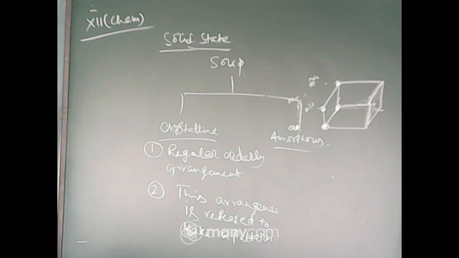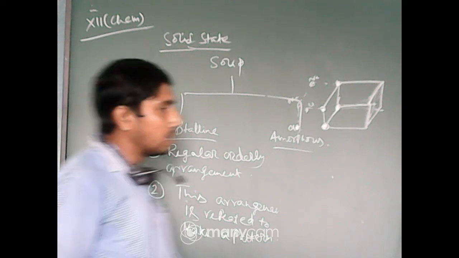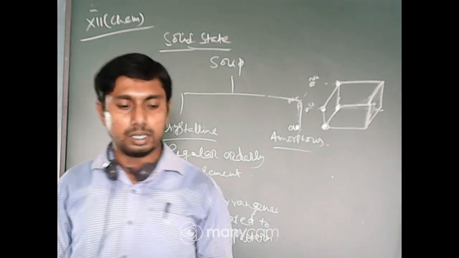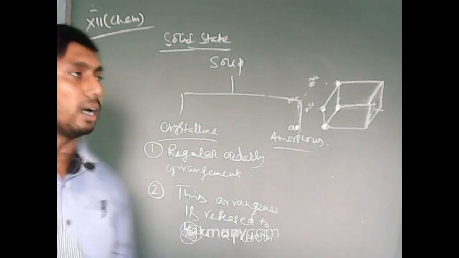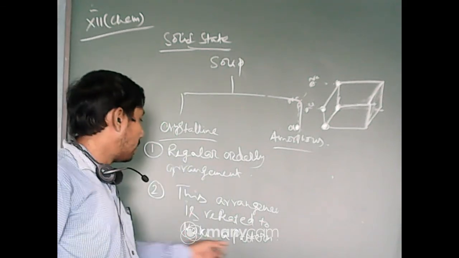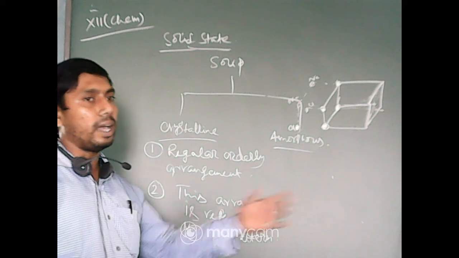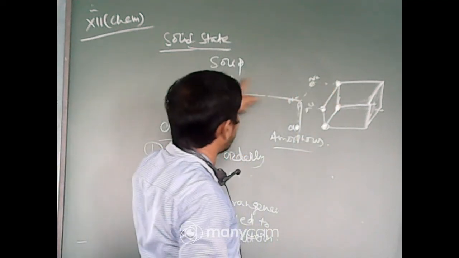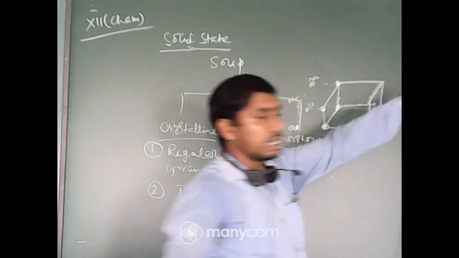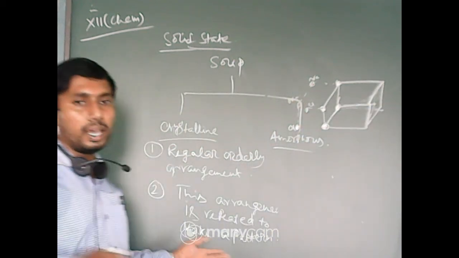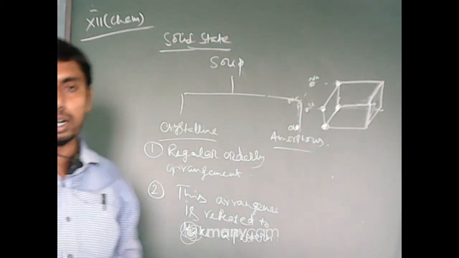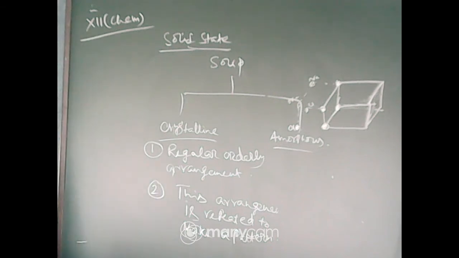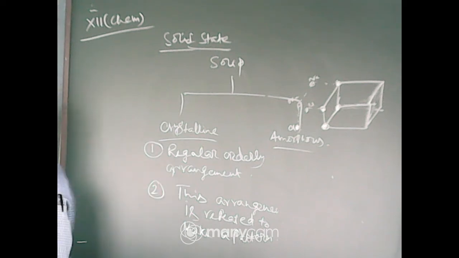Now the crystalline solid has long range order. What is long range order? It maintains a definite pattern over a long range: sodium, sodium, sodium, sodium, and again on the right side it would be sodium, so it is a long range order. The arrangement is such that in a line there is a series of that particular atom.